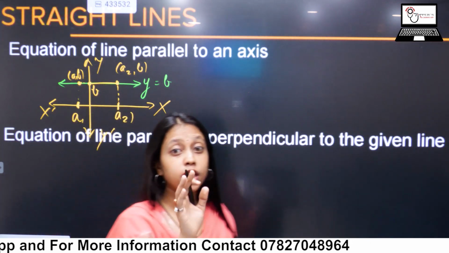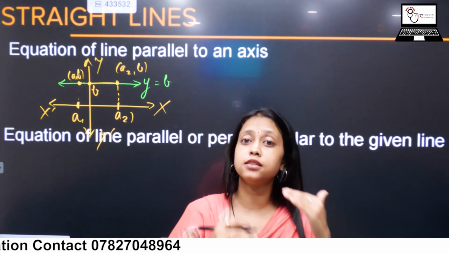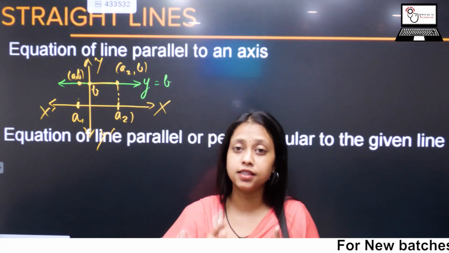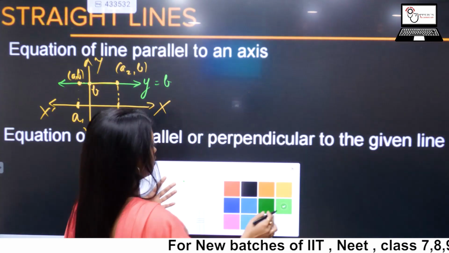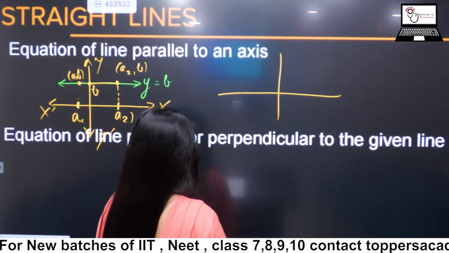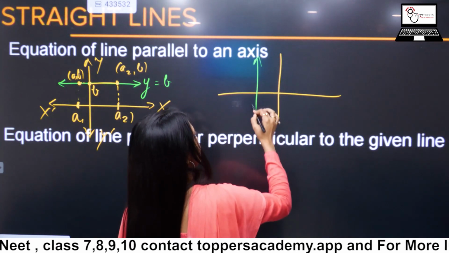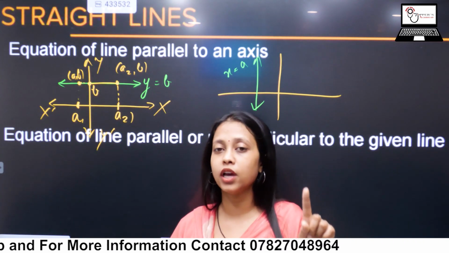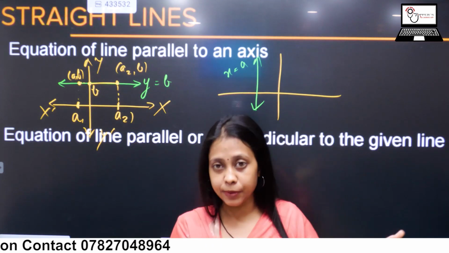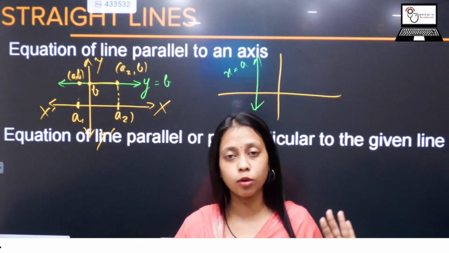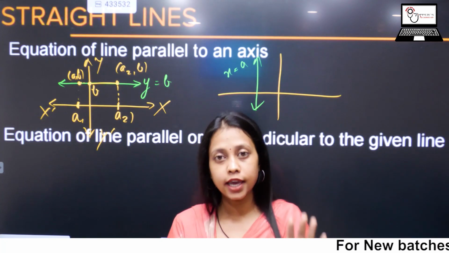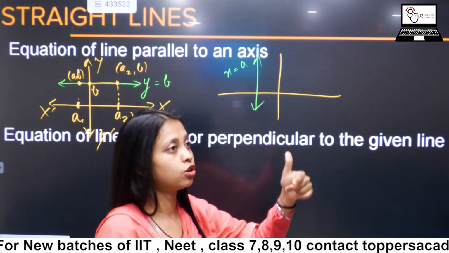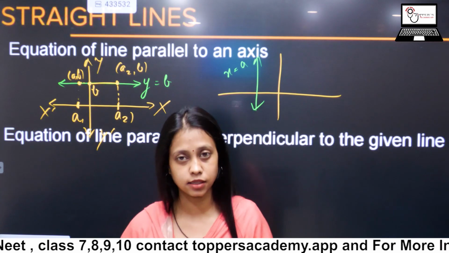What does that mean? A line parallel to the x-axis is given by y is equal to constant, and in a similar way, if a line is parallel to the y-axis, then it is given by x is equal to constant. So please don't get confused between those two lines. I'm talking about these two lines separately. You already know the equation. The equation of a line parallel to the x-axis is y is equal to constant. If it is parallel to the y-axis, it is x is equal to constant. As simple as that.